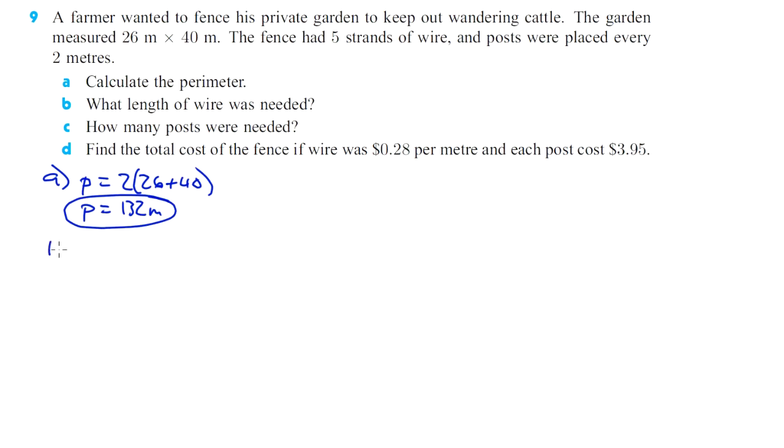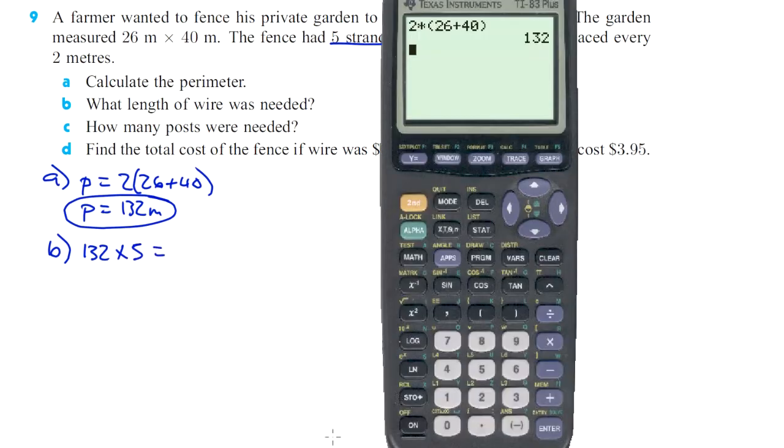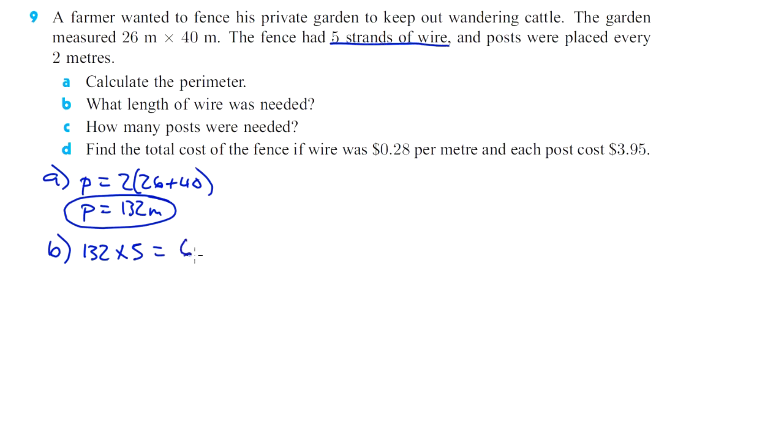Okay. For B, what length of wire was needed? So that's the perimeter, and all of the perimeter had 5 strands total, so we're just going to do 132 times 5, right? So we take our 132, multiply that by 5, and we get 660. So we need 660 meters of wire. Okay. How many posts were needed?